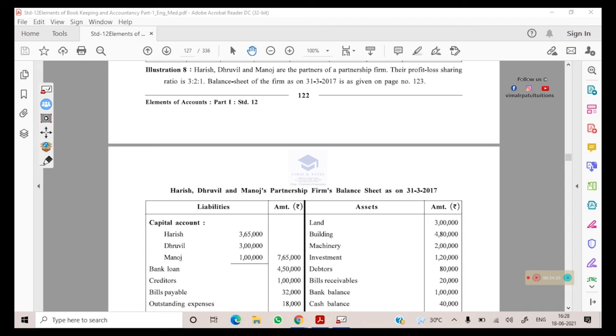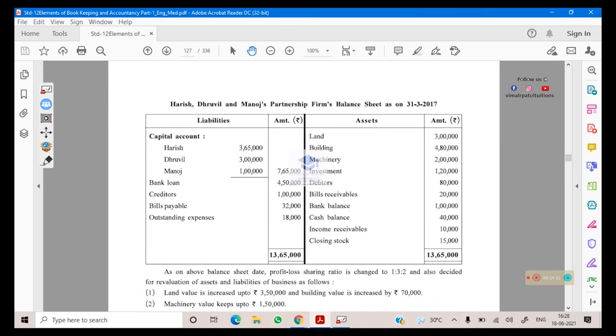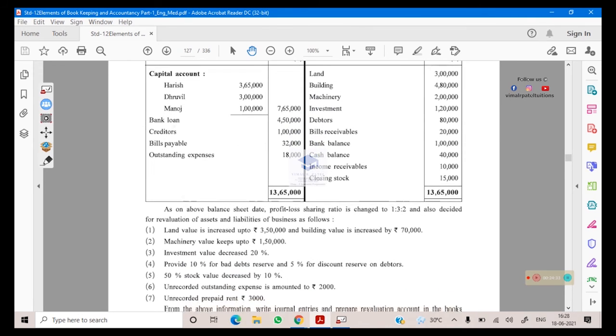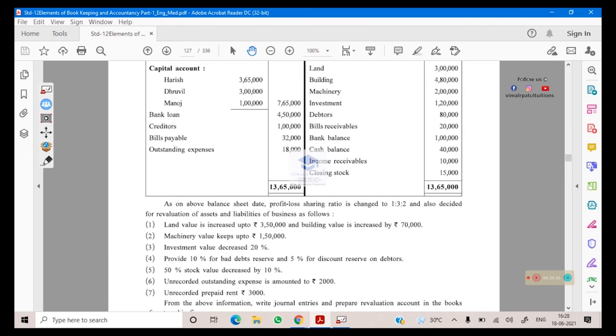Next, Harish, Dhruvil and Manoj are partners of a partnership firm. Their profit and loss sharing ratio is 3:2:1. The balance sheet as on 31st March 2017 is below. Now, land value is increased up to 3,50,000. So there is an increase in value of land by 50,000, and building value is increased by 70,000. So directly you have to increase 70,000.